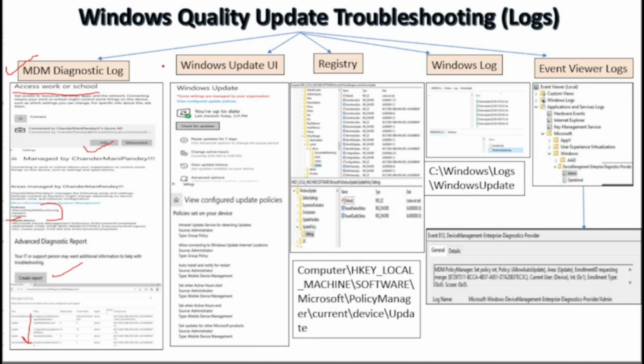The second location is the Windows Update UI. In this location, we can see whether the Windows Update policy is configured properly or not, as well as which tool is configuring the Windows Update policies, like MDM or group policy. To check this, we have to open the Windows Update console and then we can see what the last check date of the update is, as well as when we click this view configuration settings, policy settings, and then we can see what all policies are applied on the device and what the source is.